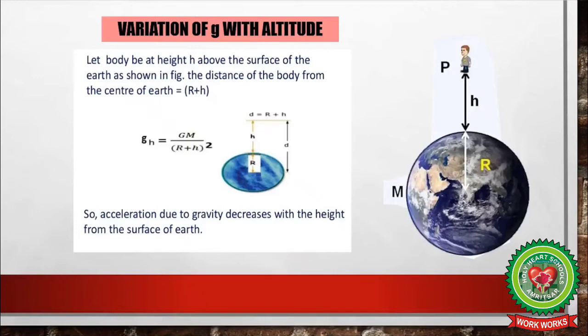As we have already discussed, capital R is the radius of earth. Therefore, from the center to the position of this point P, the total height will be h plus R or R plus h. Therefore, acceleration due to gravity is equal to G M upon, in place of R square we can write R plus h whole square. So, acceleration due to gravity decreases with the height from the surface of earth. We'll see in detail how it comes.